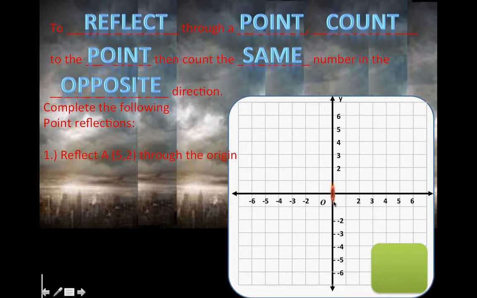So first we have to graph A, which is at 5, 2. So the first value right here is x. We're going to go 5 on the x-axis. And the second value there is 2, so 2 on the y-axis. So our point should be right here.